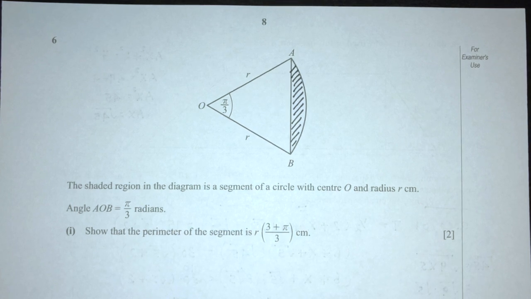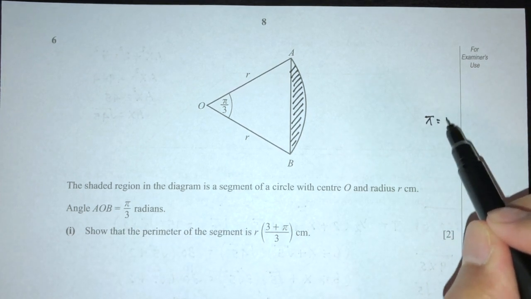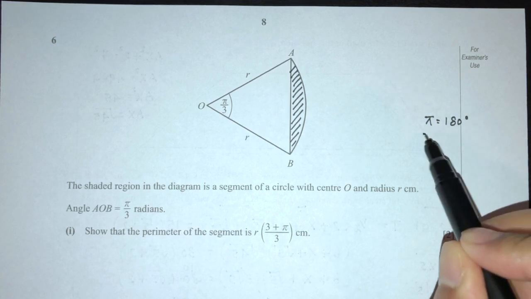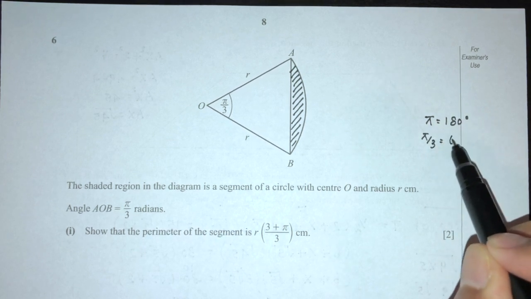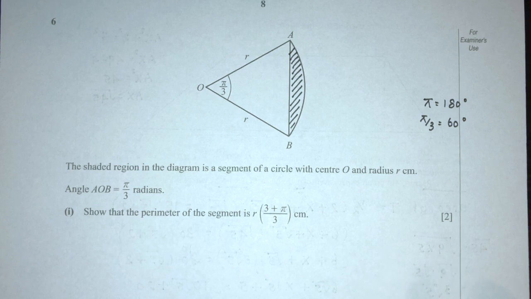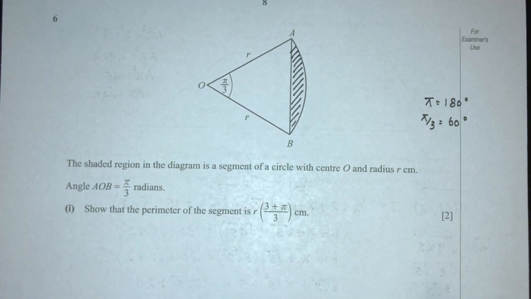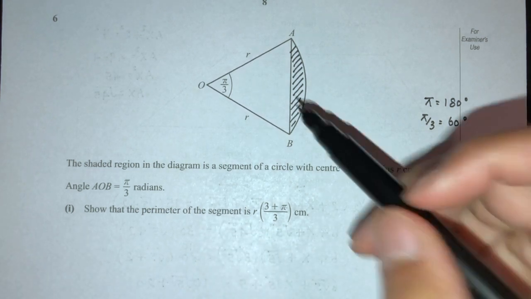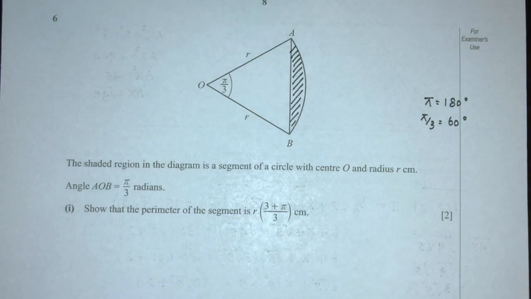Okay. Now the center is O and the radius is r. We have angle AOB is pi by 3. Now you have to know pi is basically 180 degrees and pi by 3 is basically 60 degrees. So it is good to know. You don't need to know, but it's good to know. So you're more careful of what's going to happen next. So part 1, show that the perimeter of the segment is this. So we have to find the perimeter of this segment.